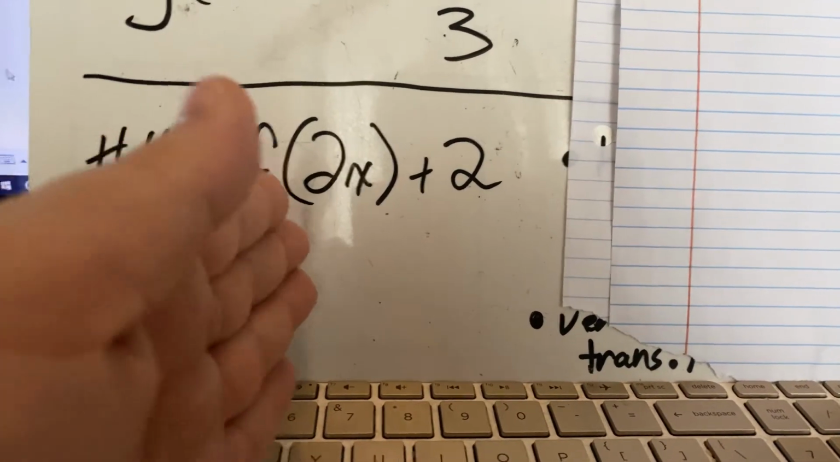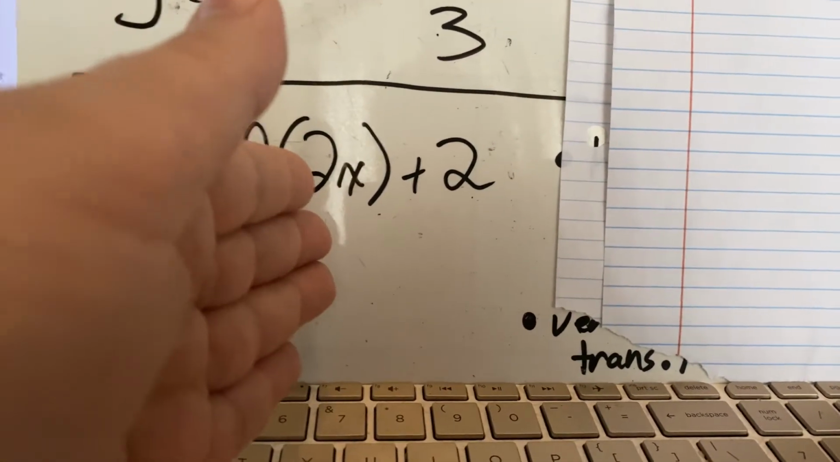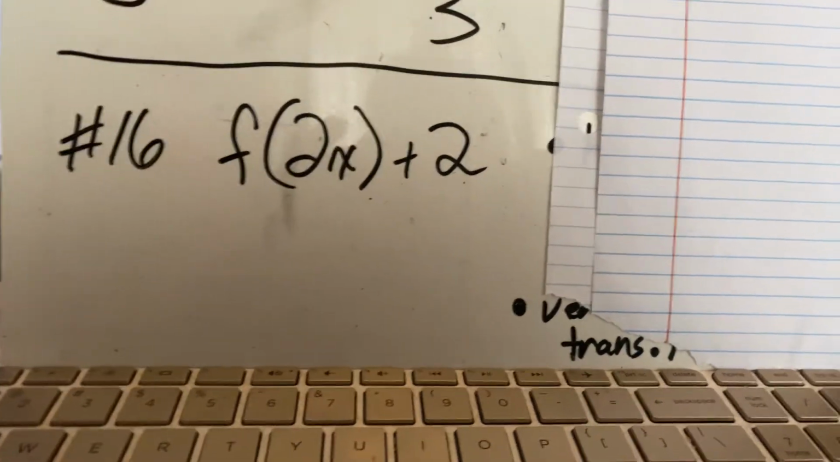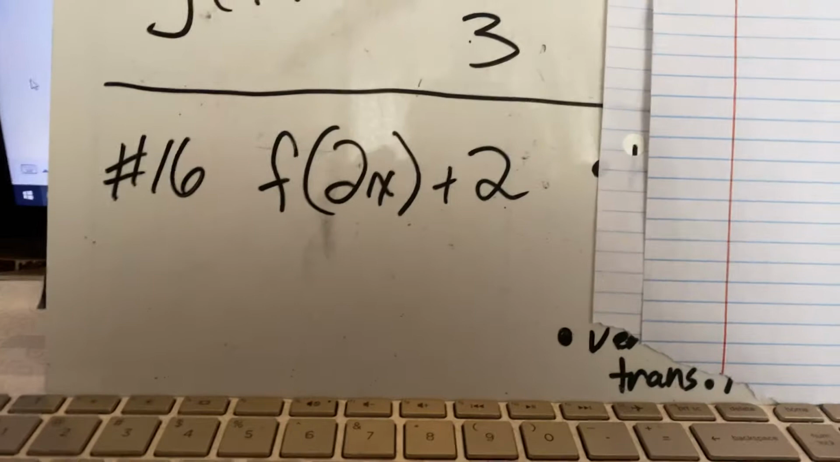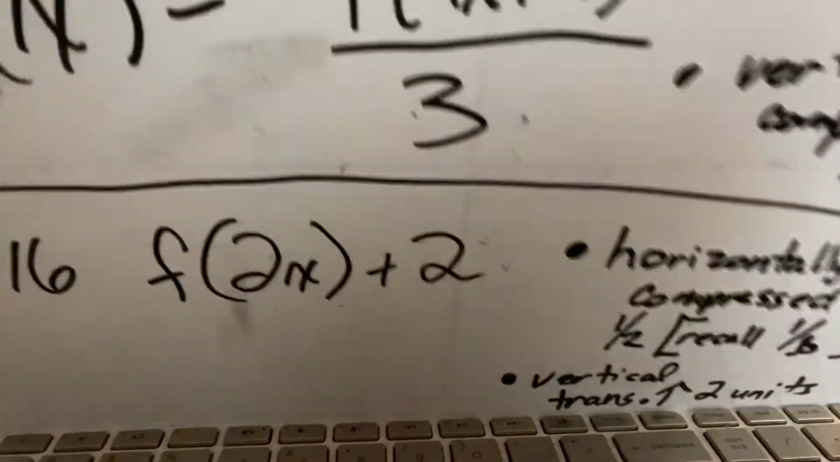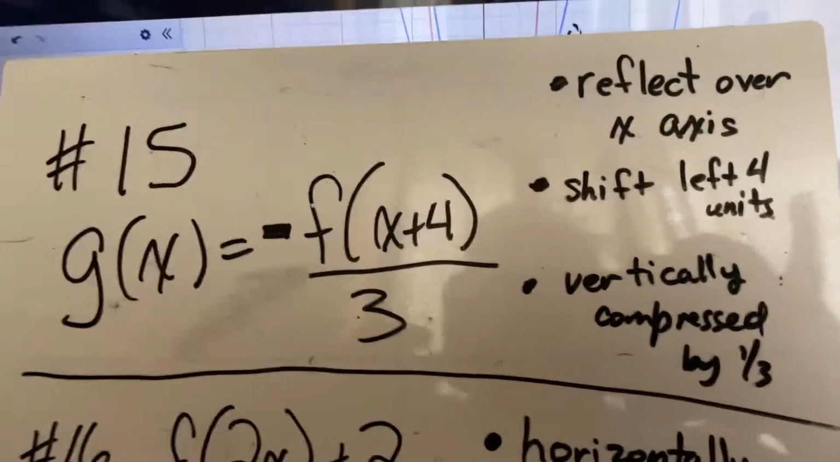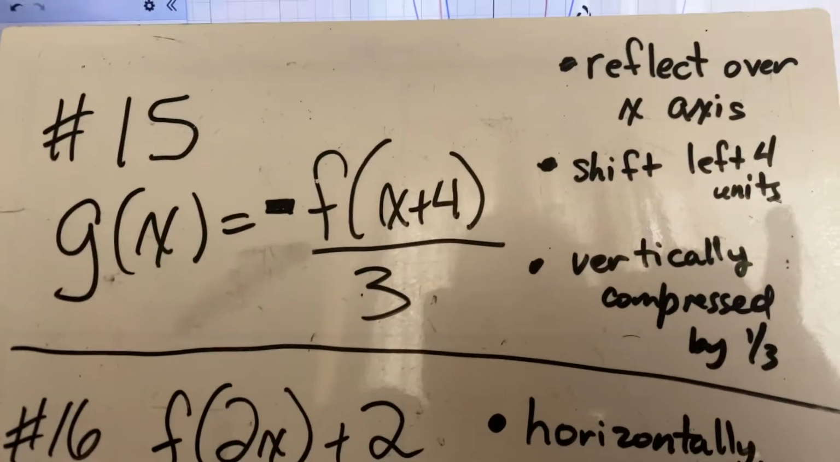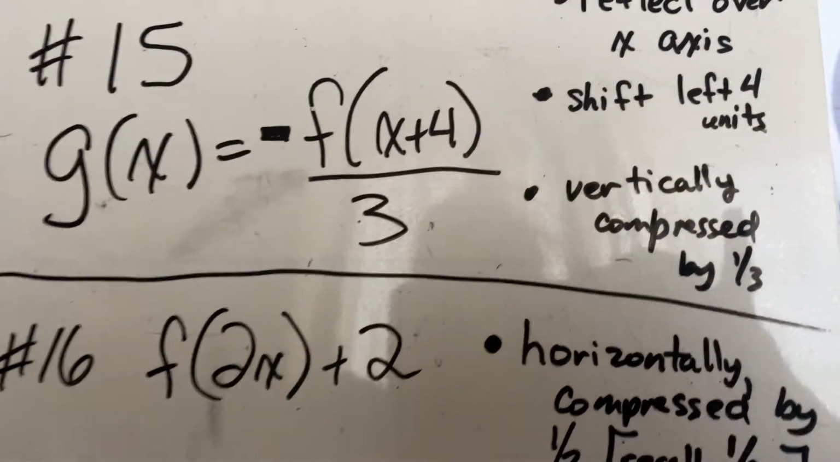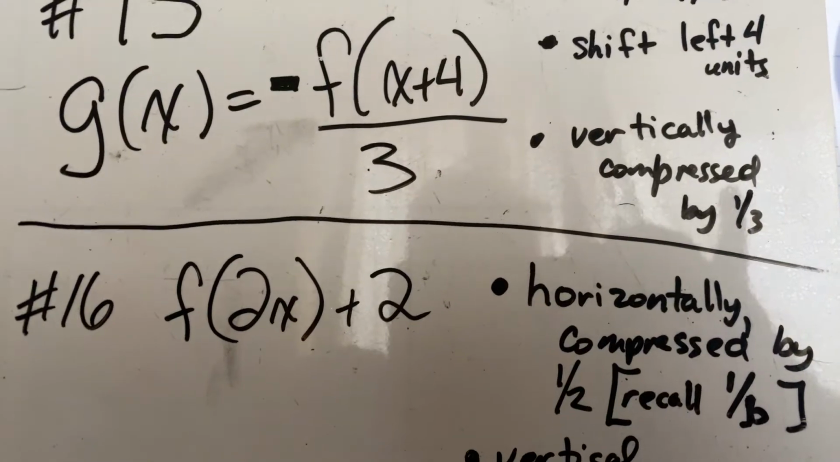Remember, when it's inside, it's 1/b. So if it was outside, it would be a stretch. Since it's inside, it's a horizontal compression by 1/2. Just remember 1/b. In the house, it's the opposite of what you think. And then what I've done here is I've made a little synopsis of what we notice. It was reflected over the x-axis. It was shifted left by 4 units, and it was vertically compressed by a factor of 1/3.